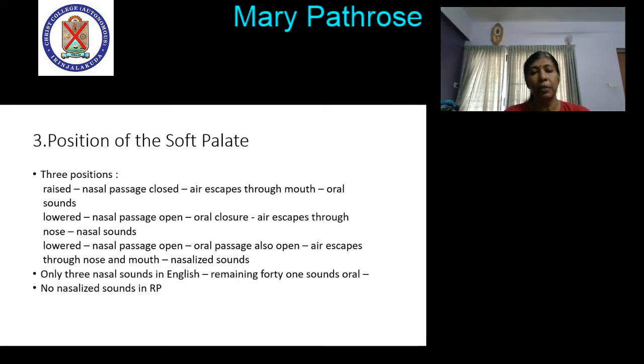It is also possible to articulate sounds with both the oral as well as nasal passages open. Such sounds are referred to as nasalized sounds. So during the articulation of a nasalized sound, the lung air will be passing out through both openings, through the nostrils as well as the mouth. But we do not have any nasalized sounds in RP. There are only 3 nasal sounds in English. The remaining 41 sounds are oral sounds.